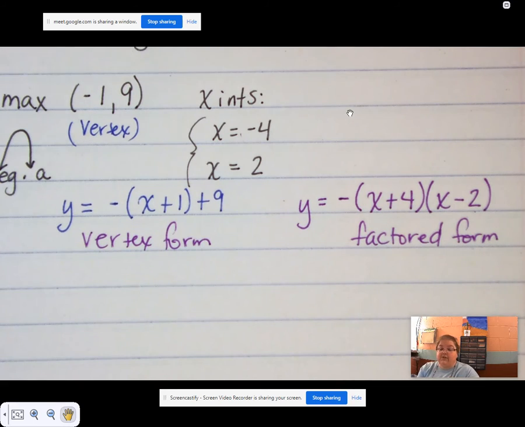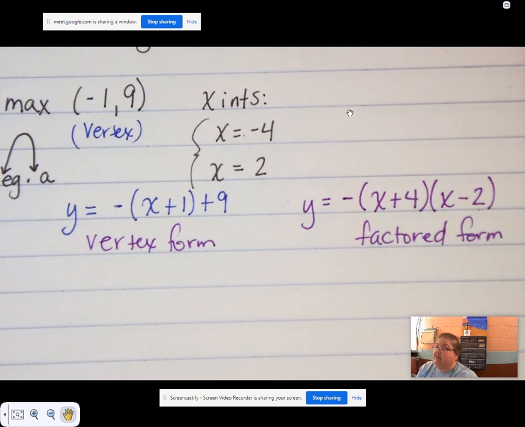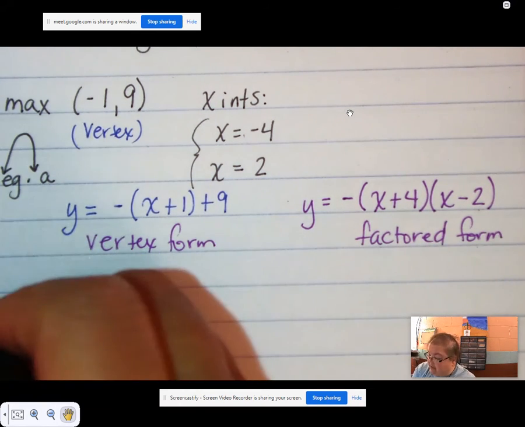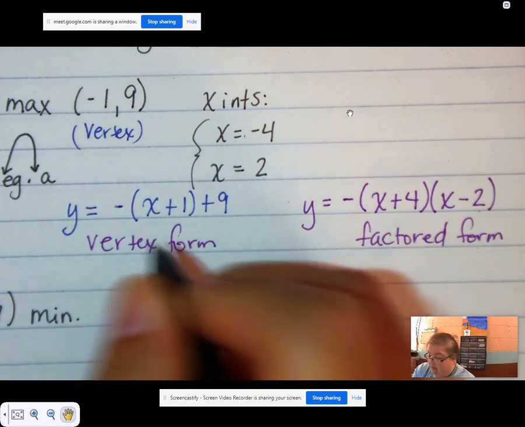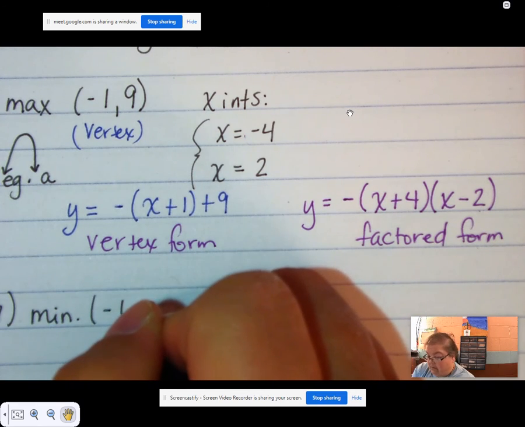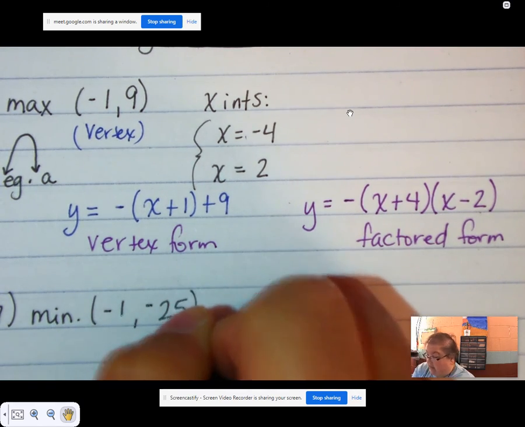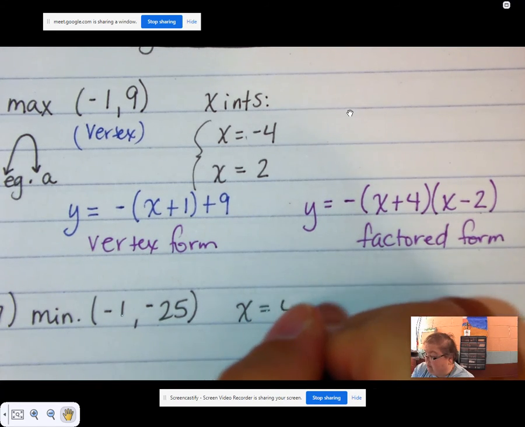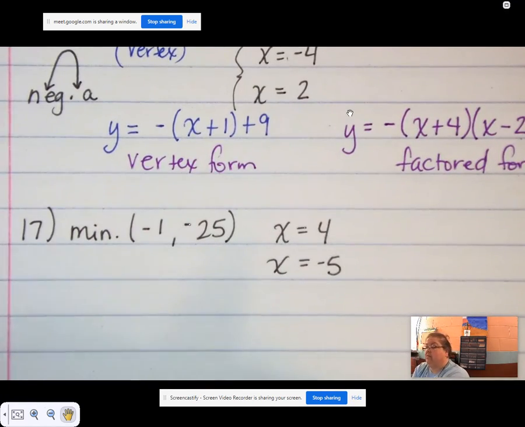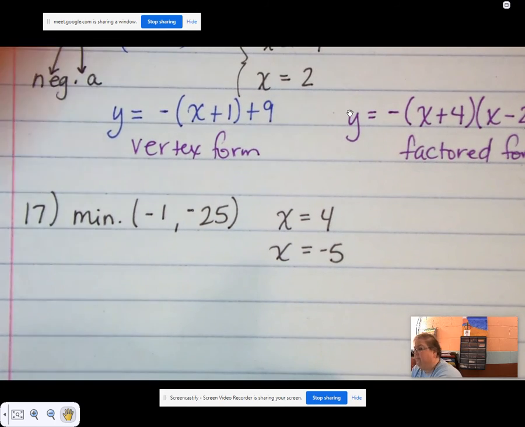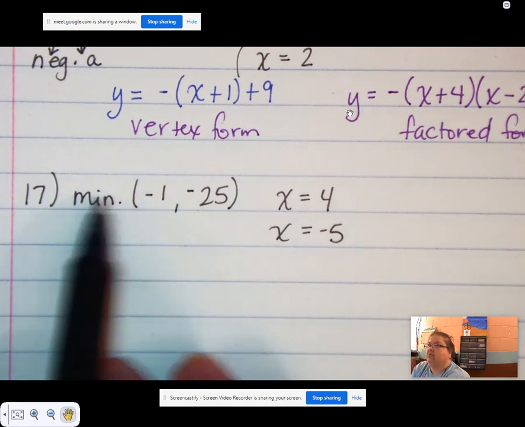Okay, if you turn the page, those problems, we just went over how to do those. You would use your calculator to do those. Okay? Even on the next page, look at number 17. Let's look at number 17. And here's what it says. I've got a minimum at negative 1, negative 25. My x-intercepts are x equals 4, x equals negative 5. Okay? Give me just a second to write that down. So this is number 17.